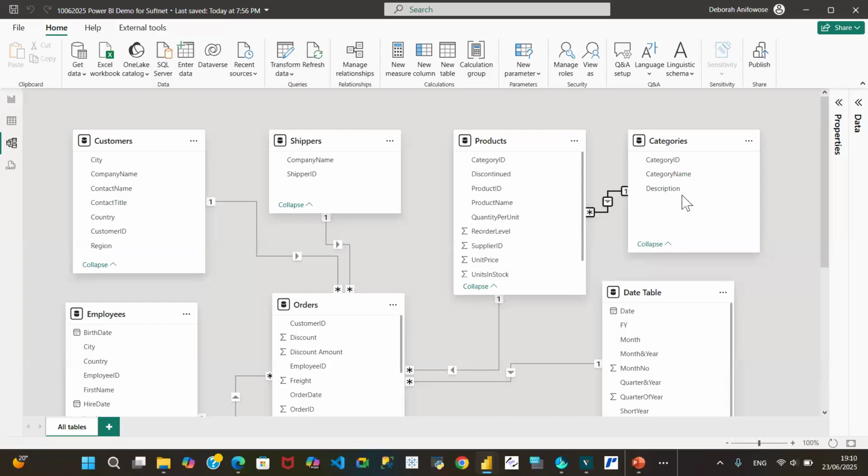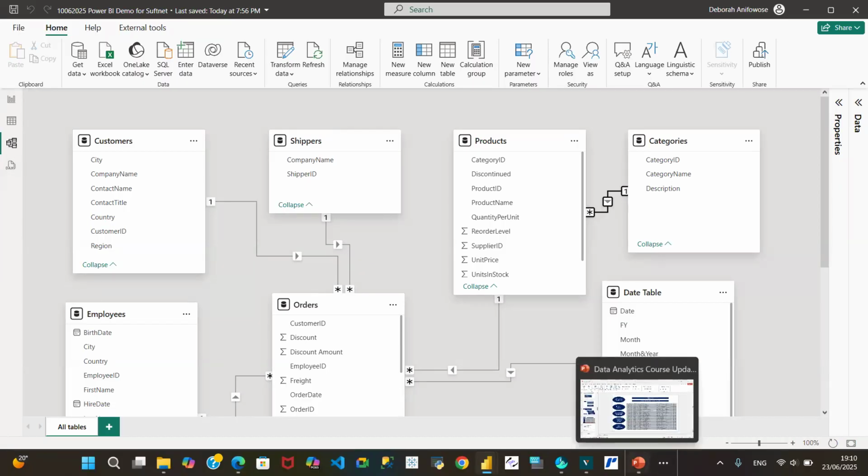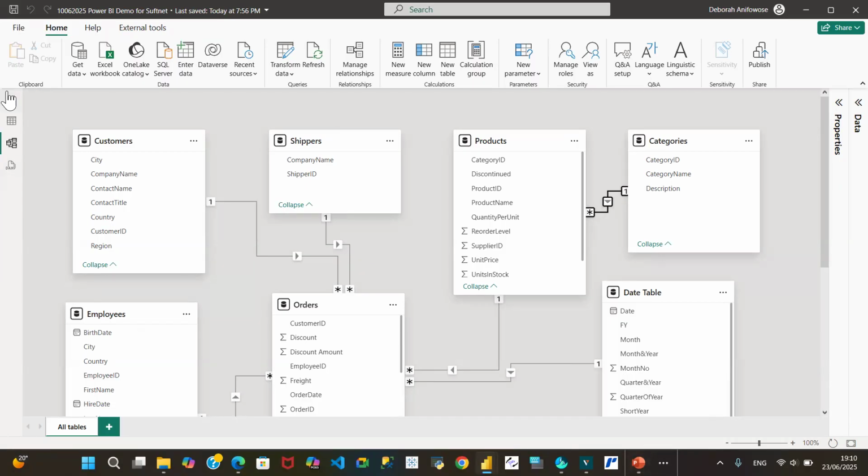So that is what your fact table and your dimension table are talking about. If we then bring it to the current work at hand, this is your data, your model view of the work we are currently doing.